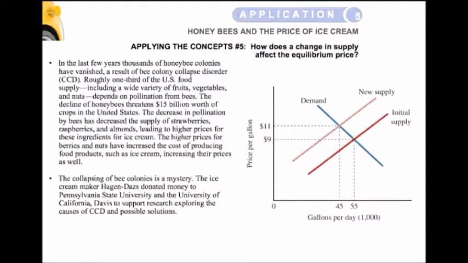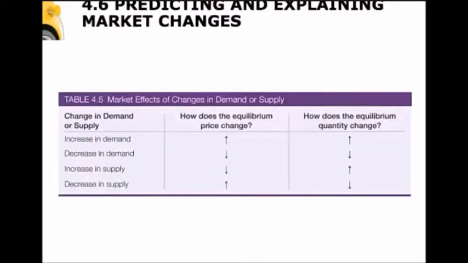Now another way we do this is to try to work backwards from what we see in the market to what must have caused that change. Now we've got 4 different possible changes in a market. We can have an increase in demand, a decrease in demand, an increase in supply, or a decrease in supply. And we can look at what we would expect to see in the market under any of those changes.